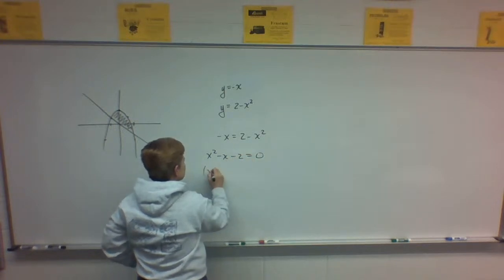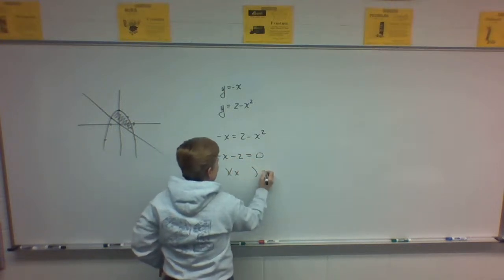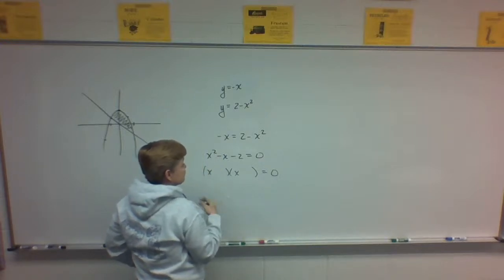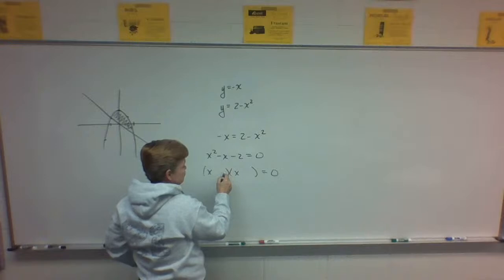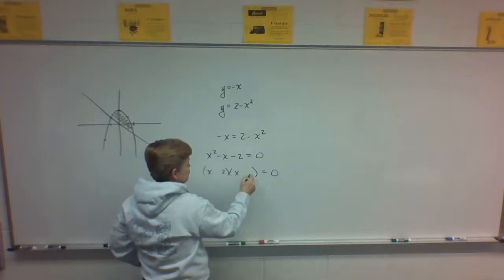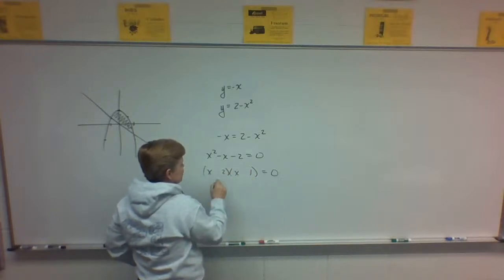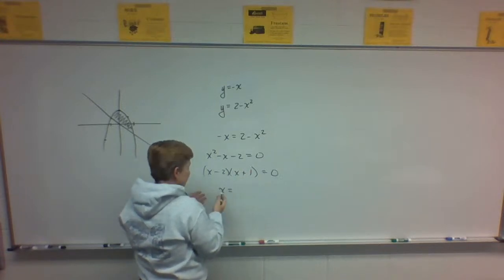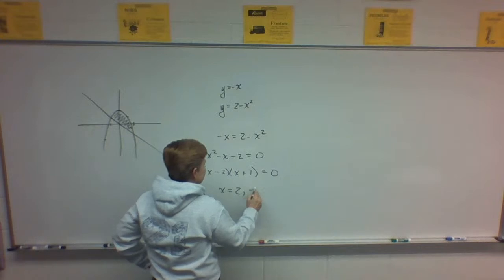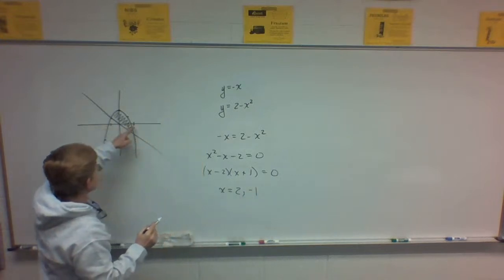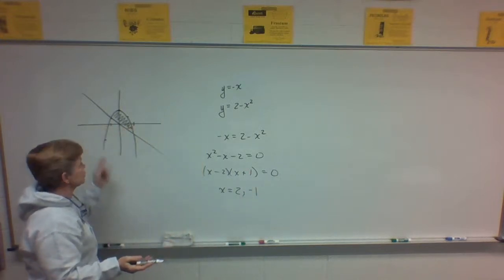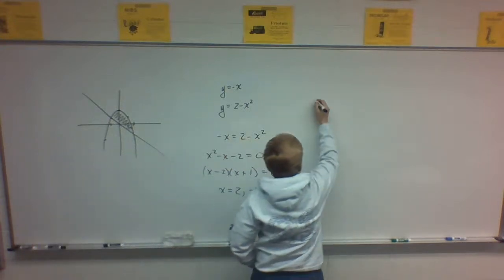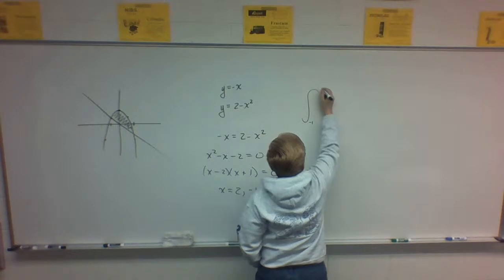Does that factor? What goes back here? 2 and 1. Which one's negative? The 2. So that's the thing. These have x values they share at 2 and negative 1. There's my negative 1. That's a 2. So I'm going to integrate from negative 1 to 2 based on the graph. But you have to find that out. So we will integrate from negative 1 to 2.